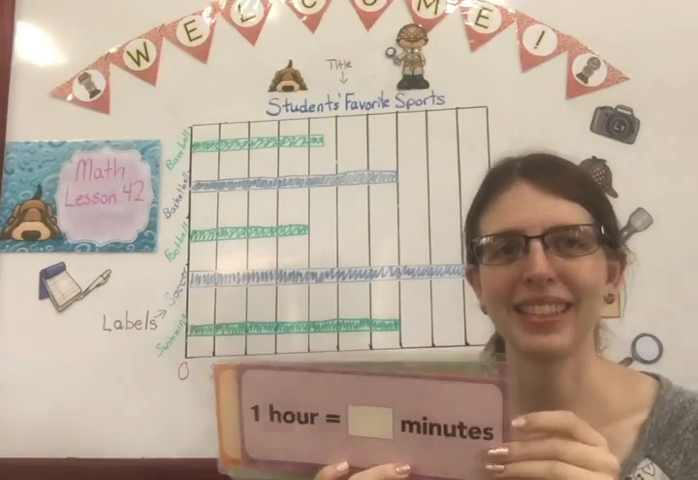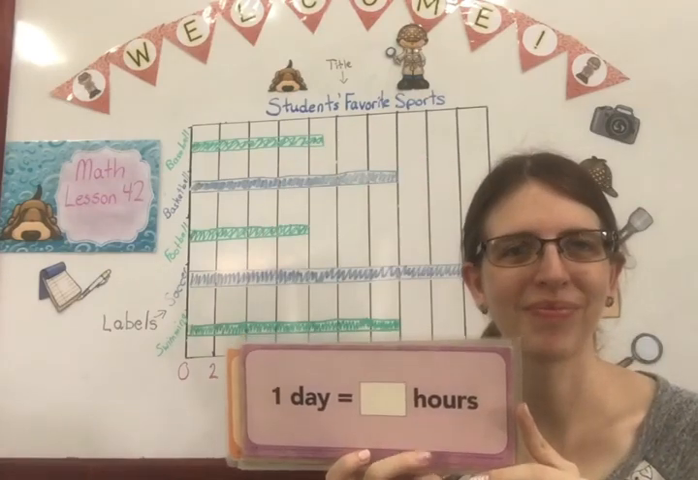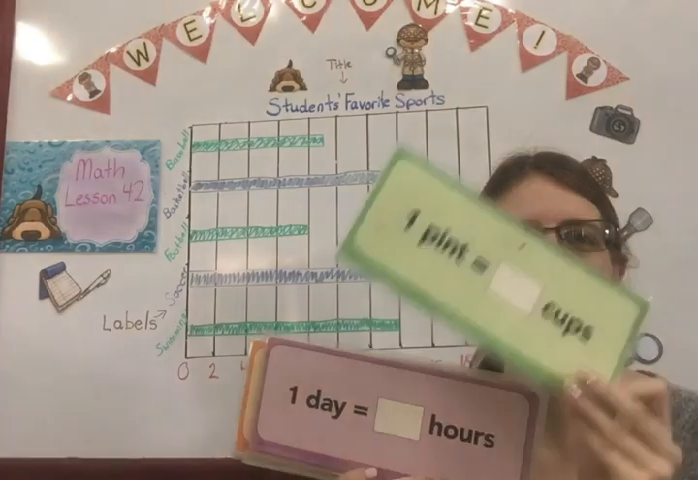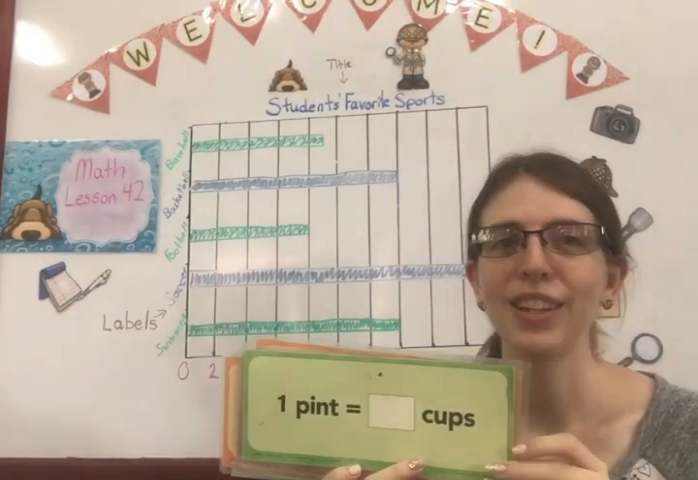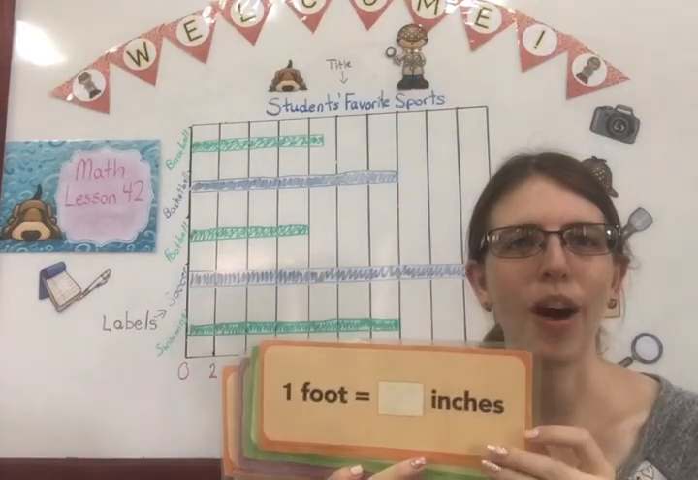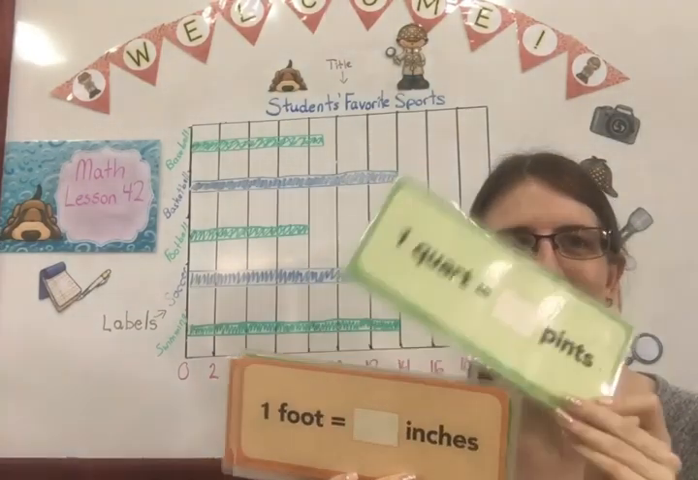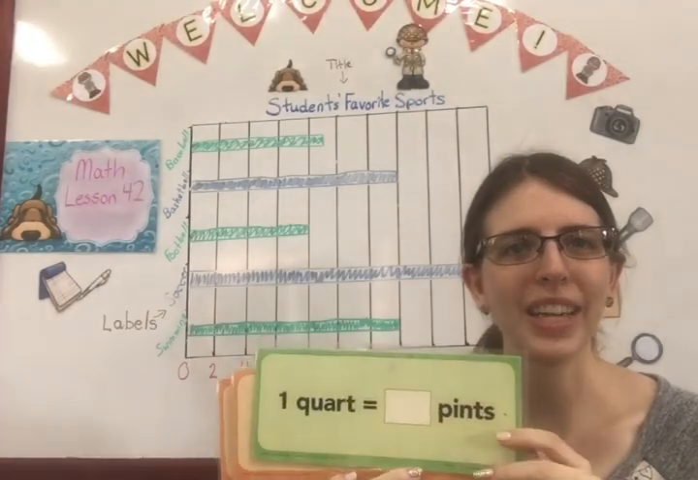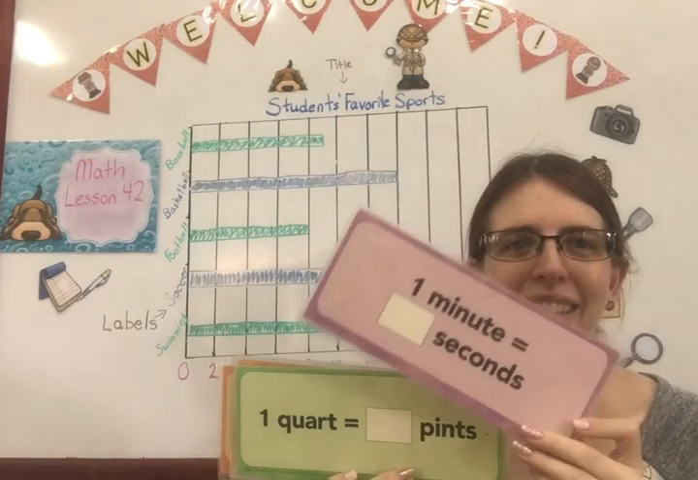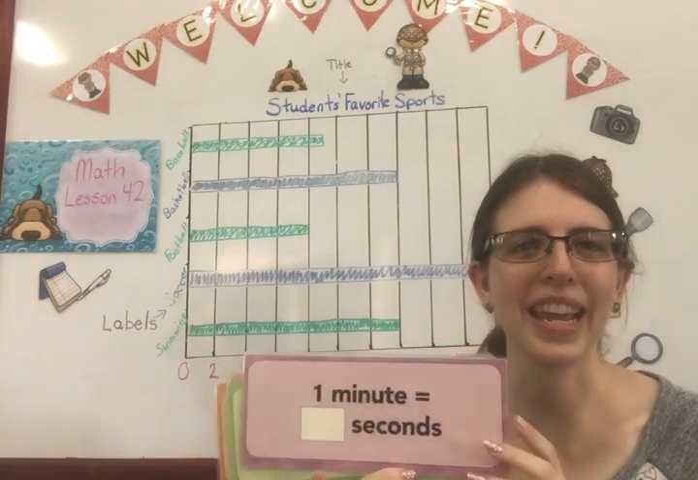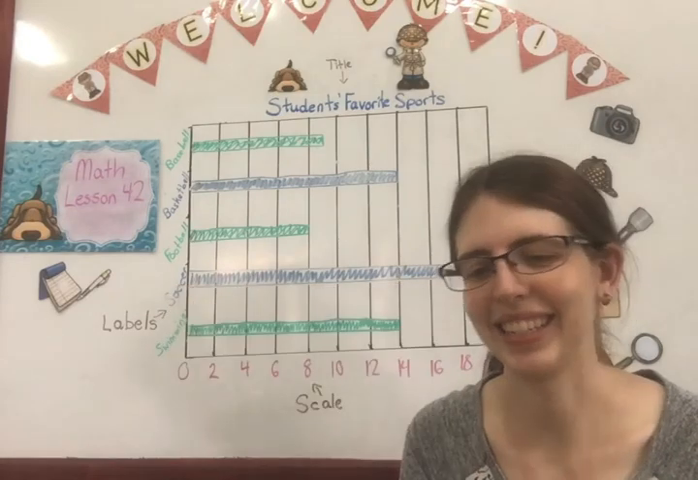1 hour equals 60 minutes. 1 day equals 24 hours. 1 pint equals 2 cups. 1 foot equals 12 inches. 1 quart equals 2 pints. And we're all the way back to the beginning. 1 minute equals 60 seconds.